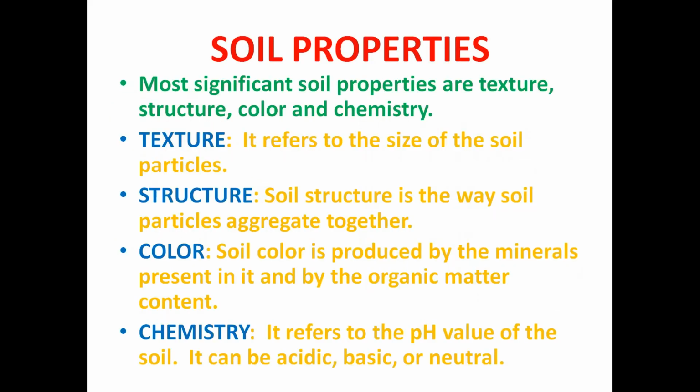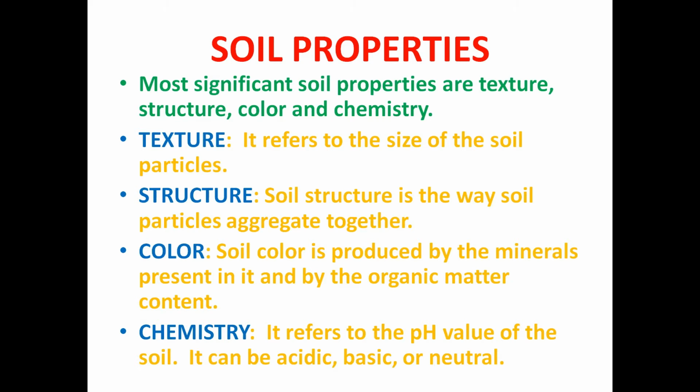Now we see the soil properties. Different soils have different properties. The most significant soil properties are texture, structure, color, and chemistry. Now we see what is texture. Texture refers to the size of the soil particles. The structure is the way soil particles aggregate together.